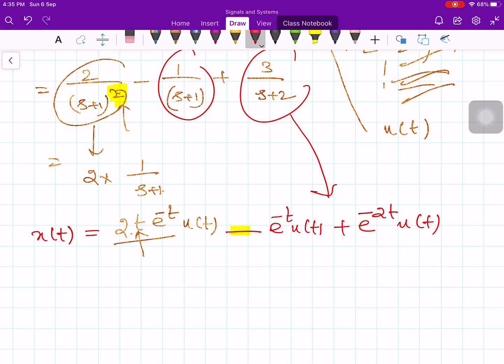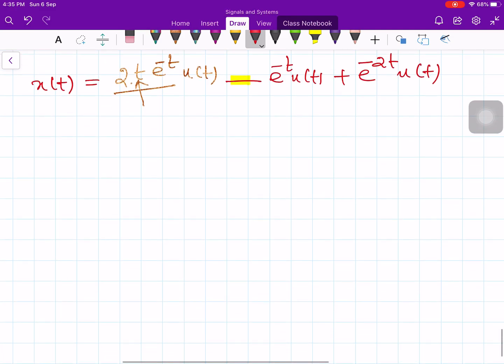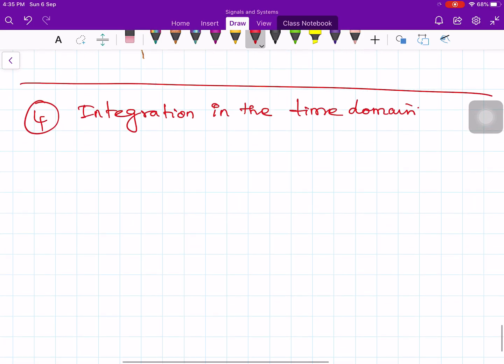Okay. So the next property is integration in the time domain. This is also a very important property. I think this is the fourth property. The first property is linearity, the second is differentiation in the time domain, the third is differentiation in the frequency domain, the S domain, and the fourth one is integration in the time domain.